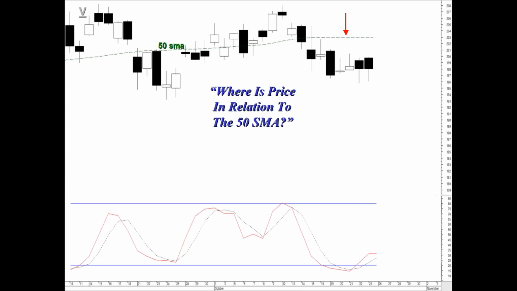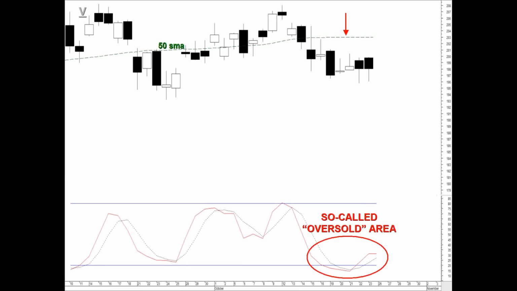All right, so since we're going to be looking at things from a seller's perspective, this means we are going to be exploiting the so-called oversold areas. Because remember, we know there is no such thing as oversold. Stocks, futures, currency pairs, commodities, they can go as low as they want to. So there's no reason to think anything is ever overbought or, in this case, oversold.